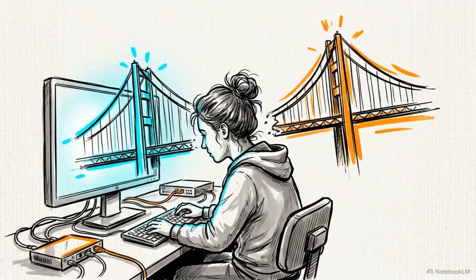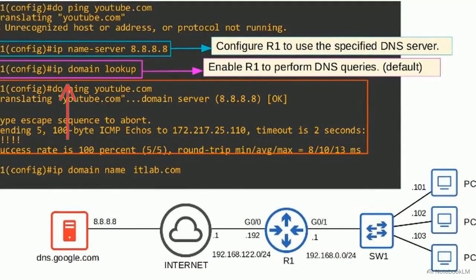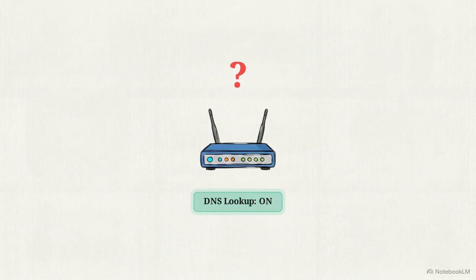To bridge this translation gap, step 1 is moving into global configuration mode. Here in the configuration block, we input the IP domain lookup command. This ensures the router's DNS client lookup feature is actively enabled. While this lookup feature is typically on by default, explicitly typing it is a critical failsafe in case a previous admin disabled it. Simply turning on lookups isn't enough, though.